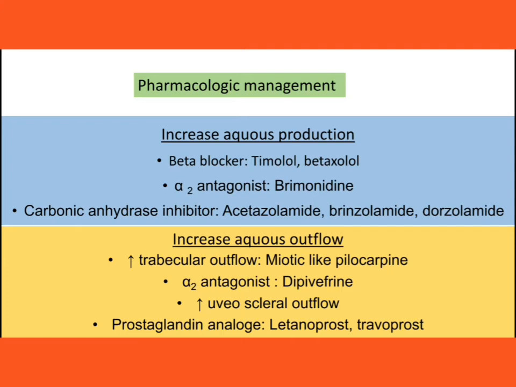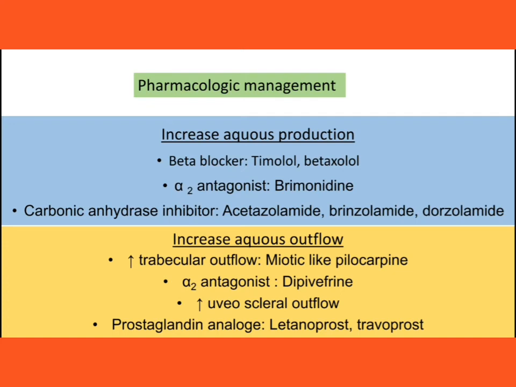Beta blockers were very popular in the past, but nowadays they are not used that much because they have some side effects. Alpha 2 agonist brimonidine and carbonic anhydrase inhibitors acetazolamide, brinzolamide, dorzolamide, these types of drugs are used to reduce the aqueous humor production. The more the production is reduced, the more the IOP will be reduced, because there is less production of aqueous humor while the drainage stays constant. So it leads to stabilization or reduction in the IOP.